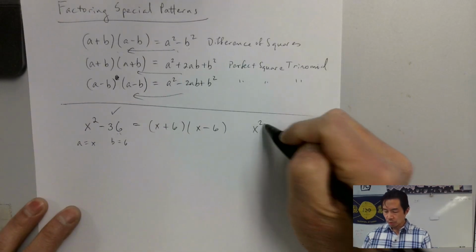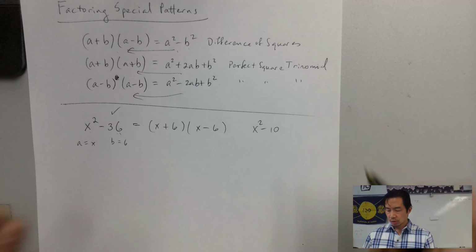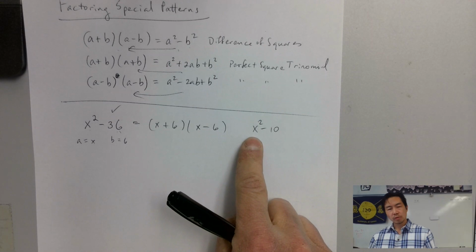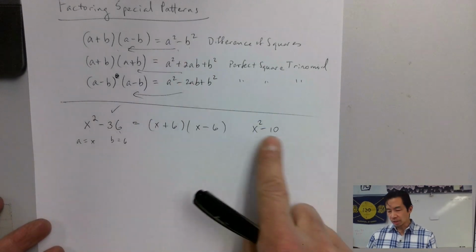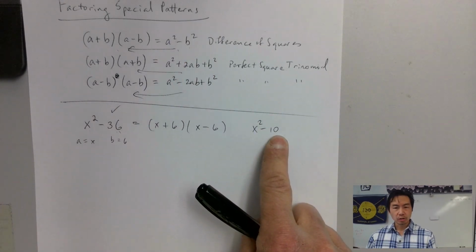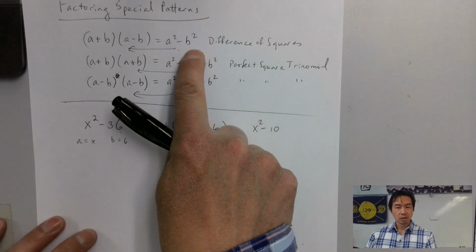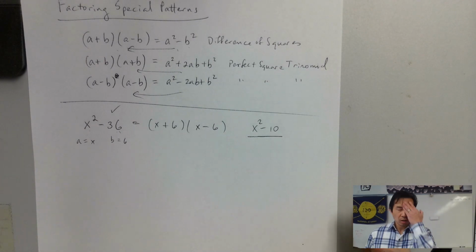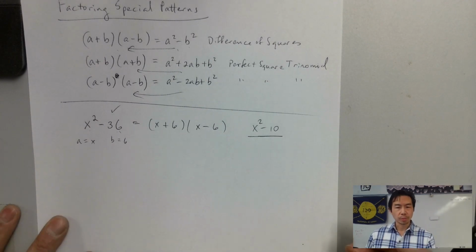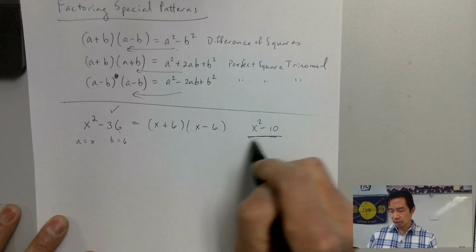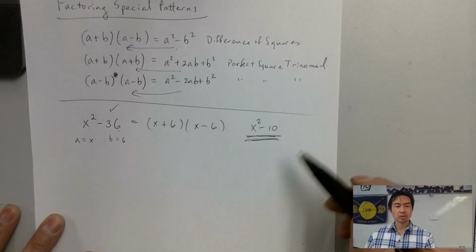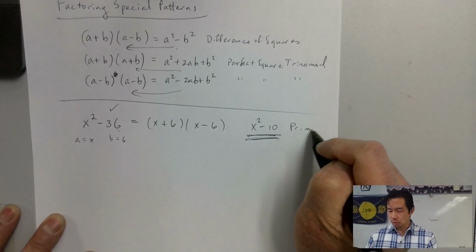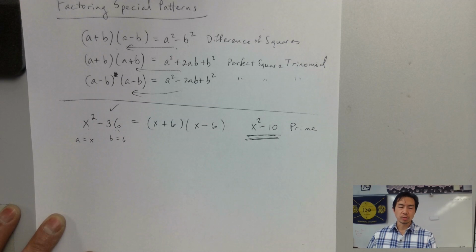Now here's an example where the binomial does not fit the pattern of difference of squares. Yes, x squared is a perfect square, so it does correspond to a squared, but 10 is not a perfect square, so it does not fit b squared. So this cannot be factored into rational factors. So we would just leave this the way it is if we were asked to factor it. Cannot be factored. It is prime. Just like numbers can be prime, polynomials can also be prime.